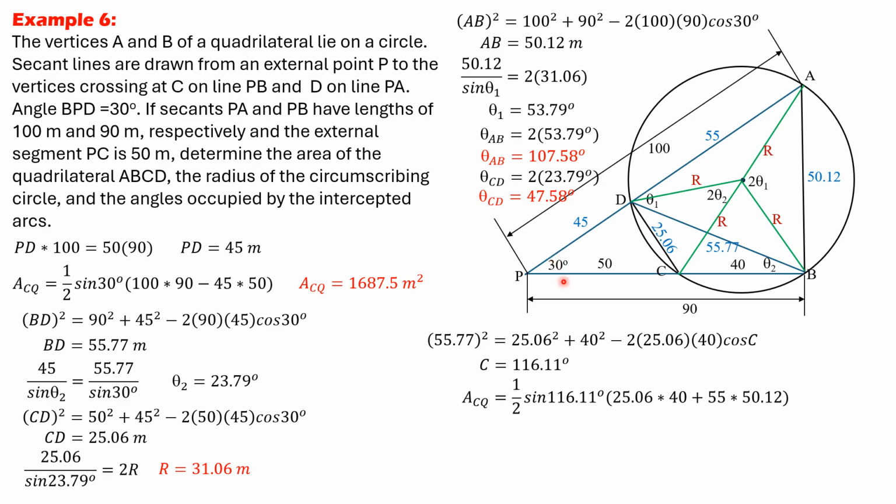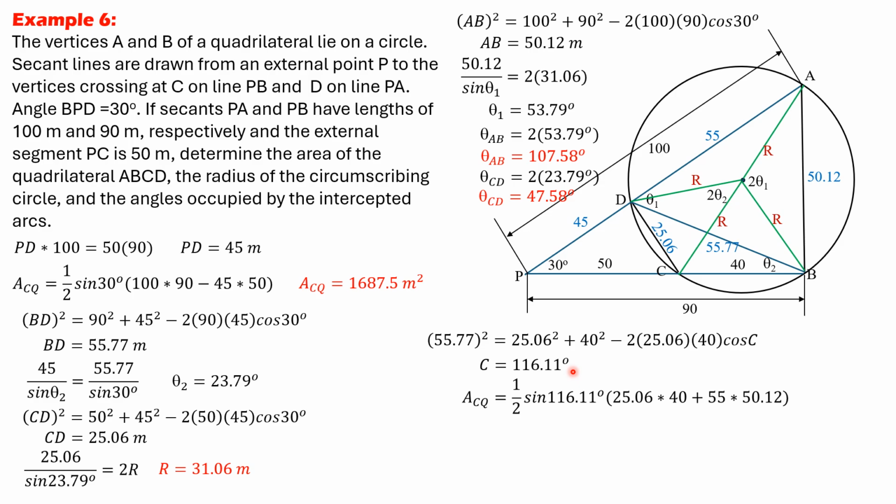Then let's solve for the area of the cyclic quadrilateral by another way, by solving this angle C here, which is obtuse, considering triangle BCD. Opposite is 55.77 squared equals 25.06 squared plus 40 squared minus 2 times 25.06 times 40 cosine of that angle C. So angle C is 116.11 degrees.